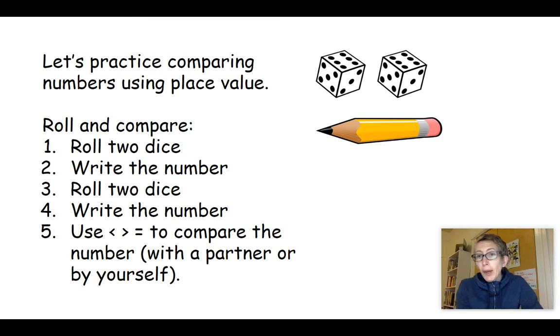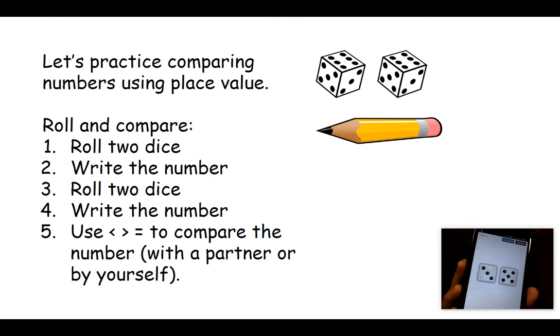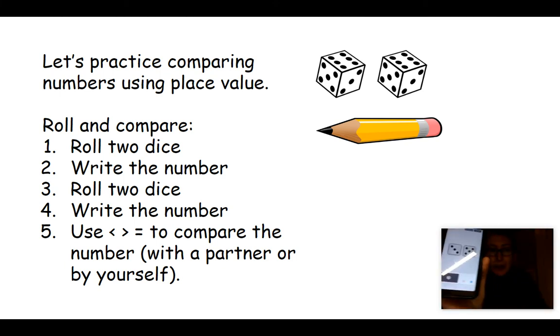26. Now my partner, who might be a grown-up in my house, or maybe my cousin who's playing with me, now it's their turn. And they're going to take the app and they're going to shake it. I want a different one. And they got a different number. So they're going to write the number 53.